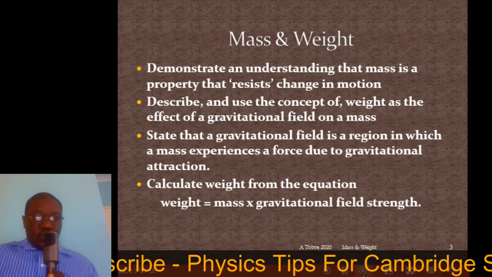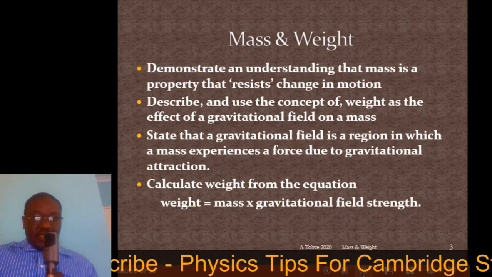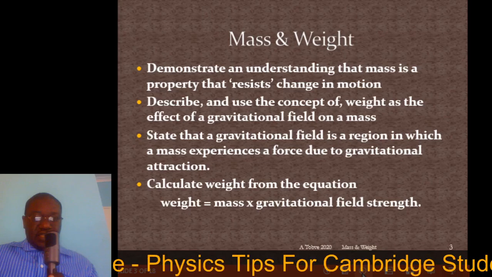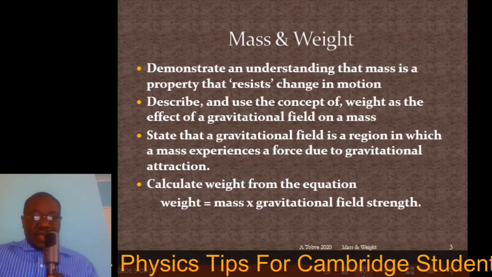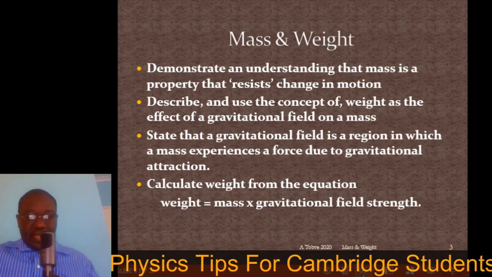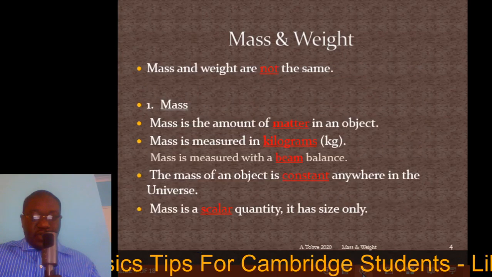You're also supposed to demonstrate an understanding that mass is a property that resists change in motion. Describe and use the concept of weight as the effect of a gravitational field on a mass. State the gravitational field: it is a region in which a mass experiences a force due to gravitational attraction, and also use the equation W is equal to mg, where m is the mass, g is the gravitational field strength. Now we start off with talking about mass.